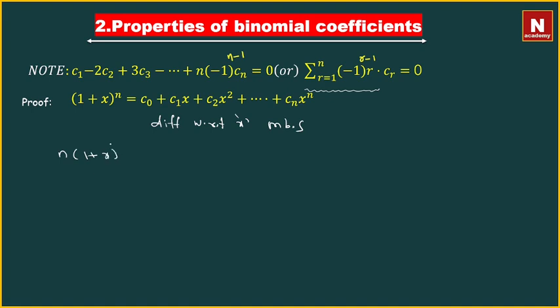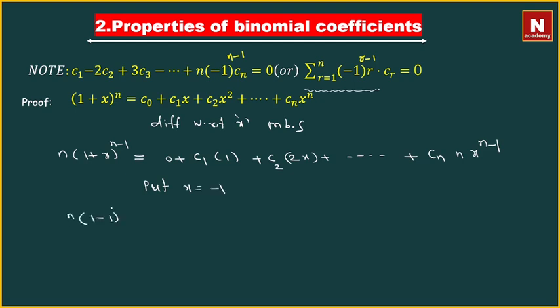Again, n into 1 plus x whole power n minus 1. Derivative of constant is 0. C1 into derivative of x is 1, plus C2 into derivative of x square is 2x, and so on. Cn into derivative of x power n is n into x power n minus 1. Now put x equals minus 1. We will get the result n into 1 minus 1 whole power n minus 1 equals C1. Here in place of x, minus 1, so minus 2C2. Next plus 3C3.